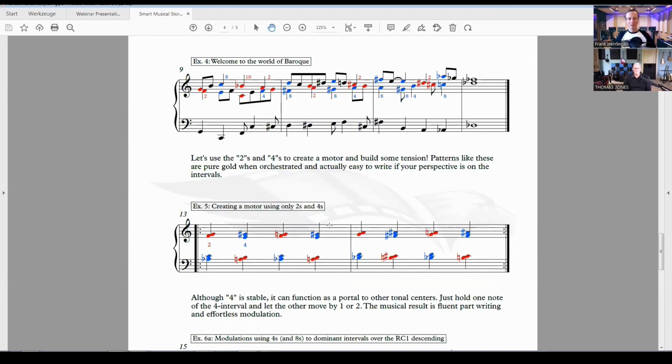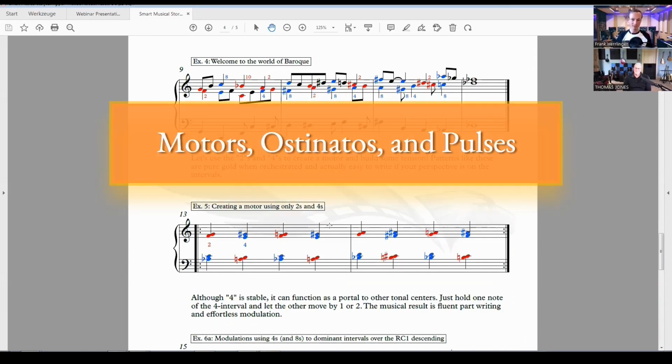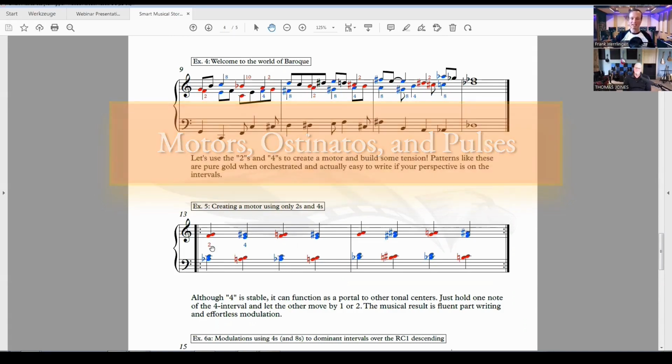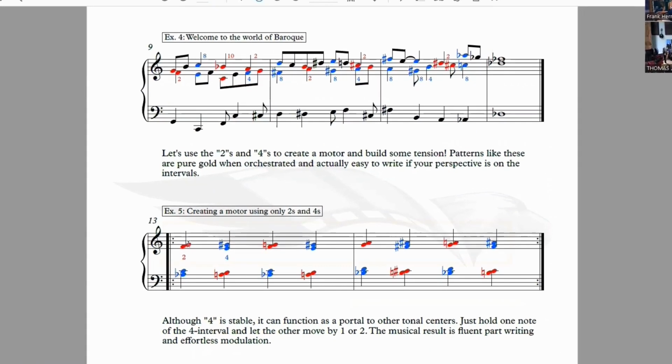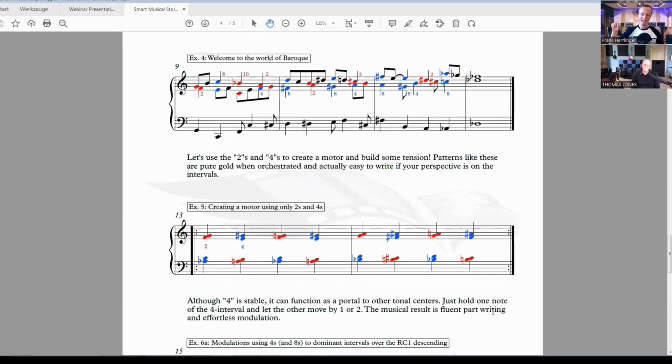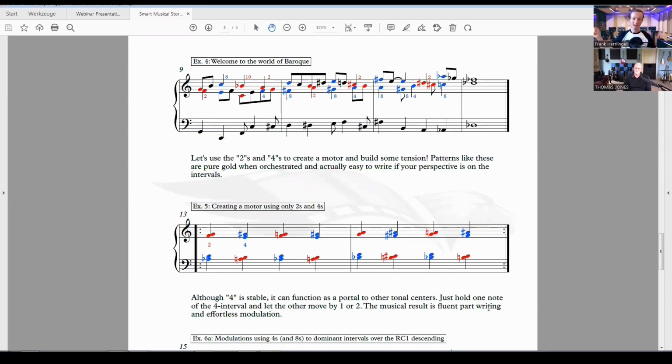One of the things that we will also look at is how to create motors or ostinatos, pulses, those things. Just have a look at how the parts move. So if you look at the upper note only in each of those 2s and 4s, it's a chromatic relation. G, 1 step up, 1 step down, 1 step up, another step up, another step up, down, another step up. So it's just a chromatic line that climbs up its way.